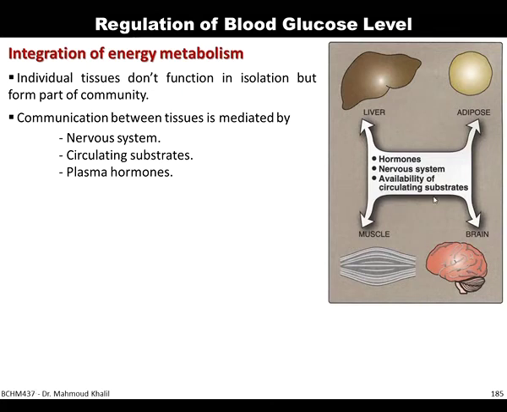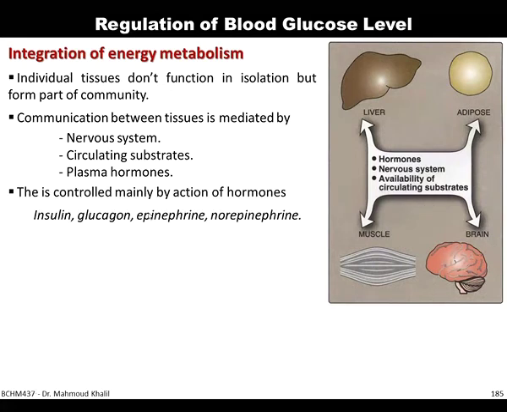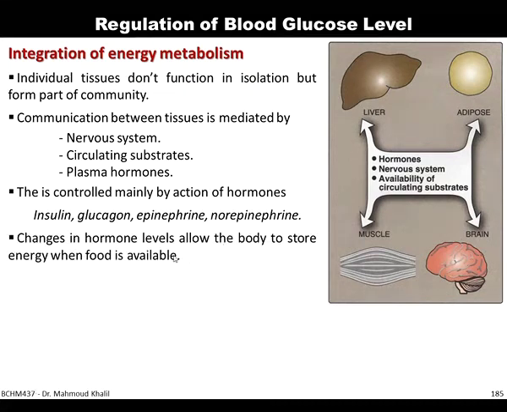So you can see from the figure, there is integration between different parts of the body to control the availability, the concentration, of hormones. This is coordinated by the nervous system according to the availability of the circulating substrate. So this is controlled mainly by the action of insulin, glucagon, epinephrine, and norepinephrine. Any change in the hormonal level allows the body to store energy when food is available.